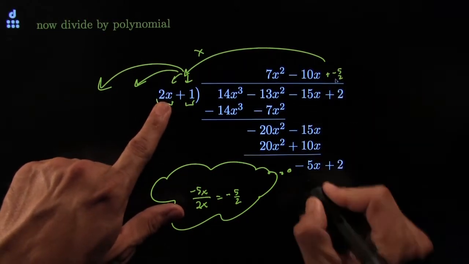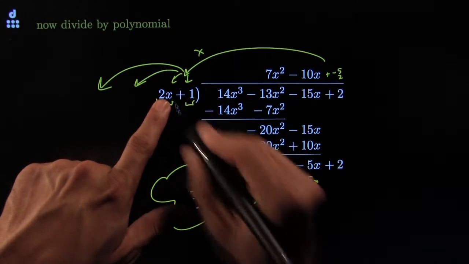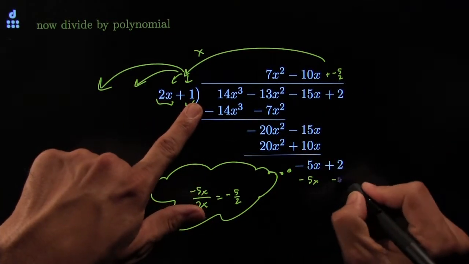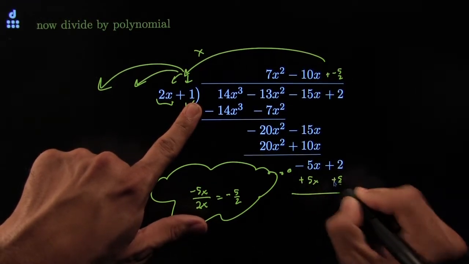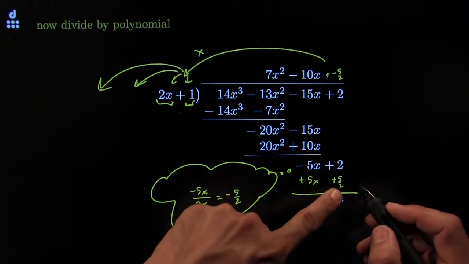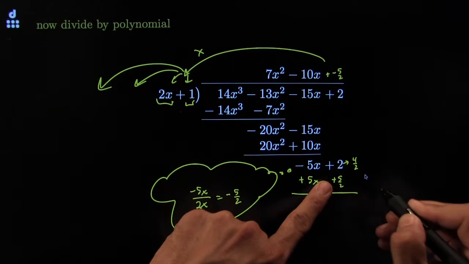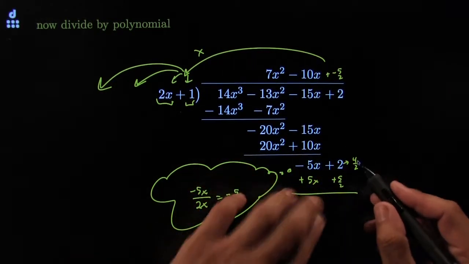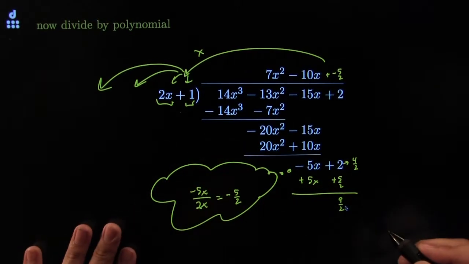Okay, so let's multiply this negative 5 halves by the 2x plus 1. When you multiply that times that, the 2 cancels and you get negative 5x. And you get negative 5 halves when you do this, and you change the signs. Here I go changing that sign, here I go changing that sign. This goes away, and now I've got 2 plus 5 halves. 2 can be rewritten as 4 halves if I wanted to. So I have the same denominator, and I have 4 halves and 5 halves. That would give me 9 halves.